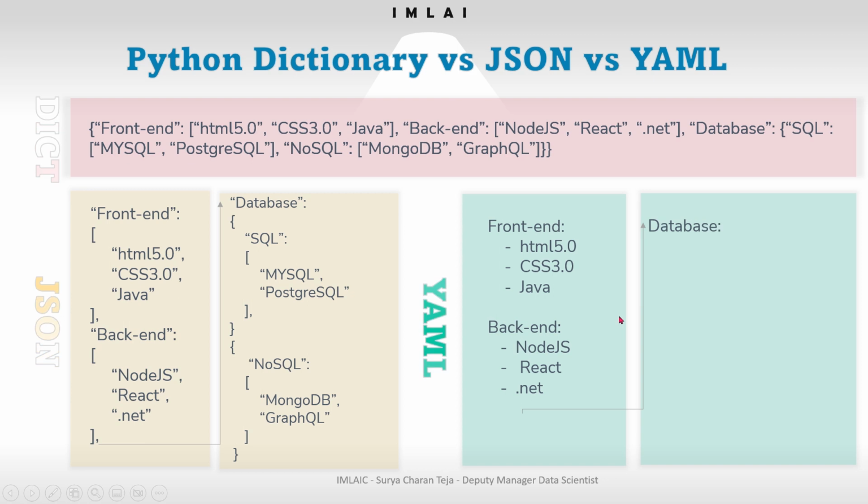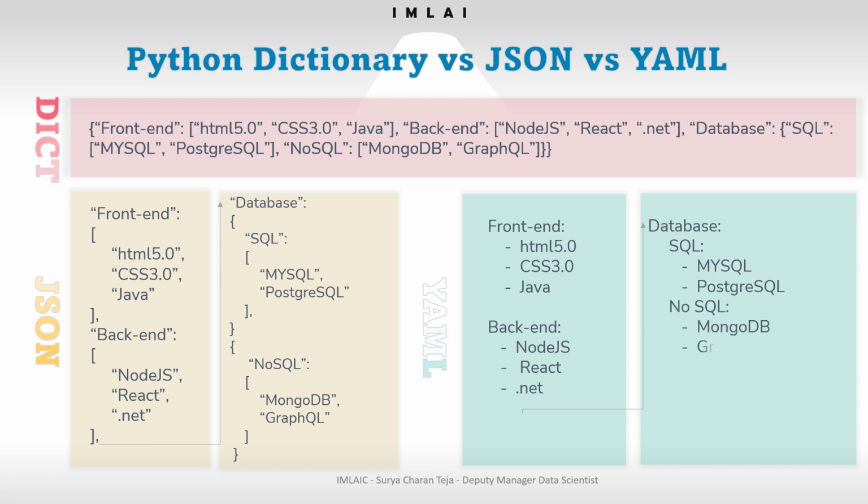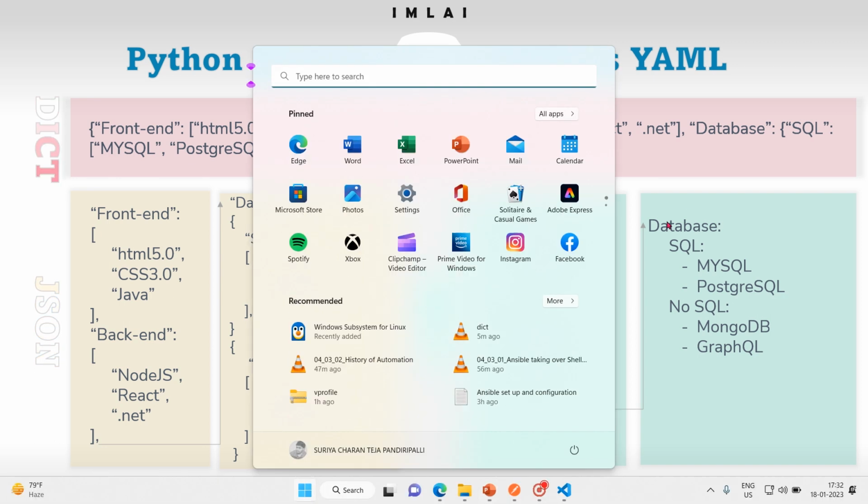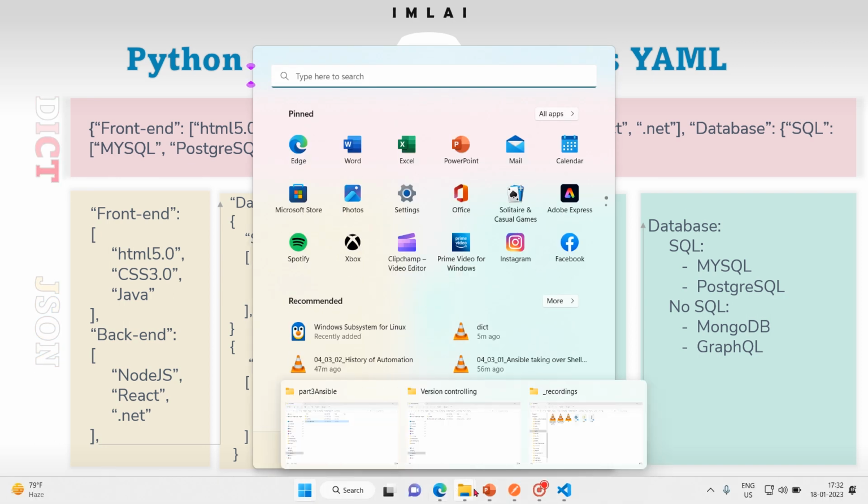Then we have the complex one, database. Here again it consists of a dictionary as a value. So again SQL, and under that again a nested list value, same with NoSQL, under that MongoDB, and then GraphQL. This is how a dict, a JSON, and YAML look. So now let's get into VS Code and we'll do some experimentation.